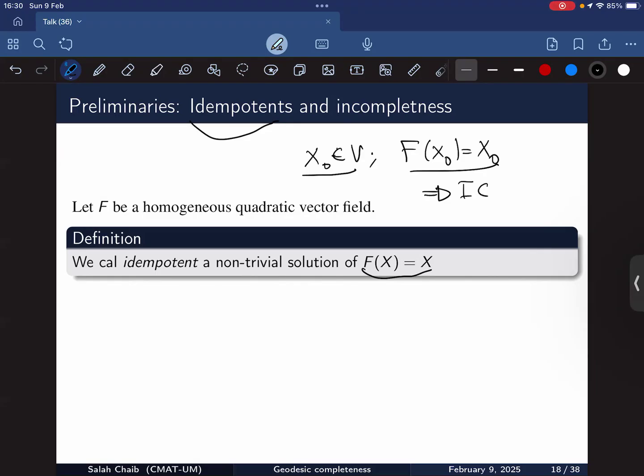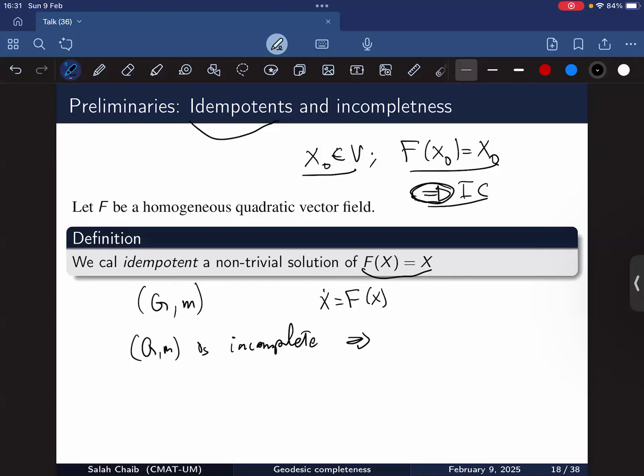So okay, I write the equation of this. But what Bromberg and Medina did, they made this sufficient condition necessary. So if you take a unimodular Lie group with a left-invariant metric, and you write the Euler-Arnold vector field, let us denote it by F, so x dot equals F of x. What Bromberg and Medina said is that G is incomplete if and only if there exists some x0, an idempotent of this geodesic vector field. Okay, and this is in fact not true in the non-unimodular case. We'll see many examples later.